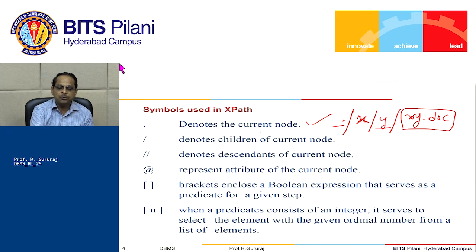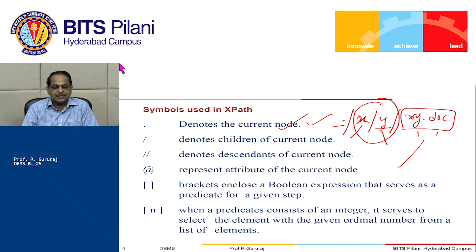The dot is used to denote the current node, and the forward slash denotes the children of the current node. A slash is going to connect the parent and child. So if I use this here, this is the parent, and immediately Y is the child of X. And two forward slashes denote the descendants of a current node, and then the @ symbol represents an attribute of a current node, and the square brackets, where we can enclose a Boolean expression, serve as a predicate for the given step. And each part of this XPath expression is known as a step.